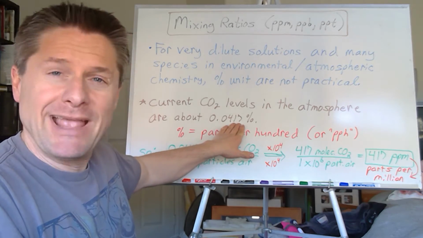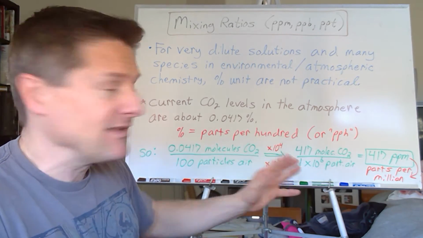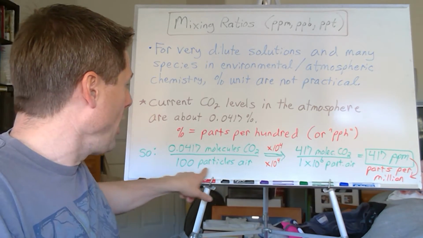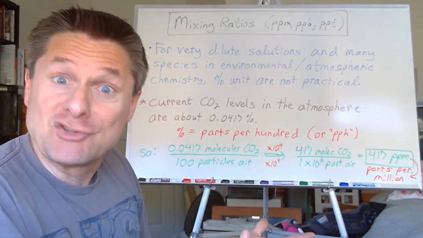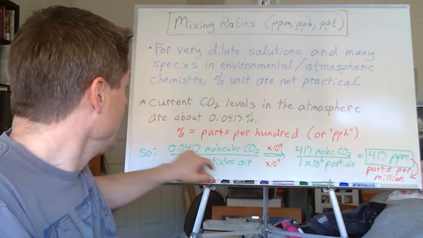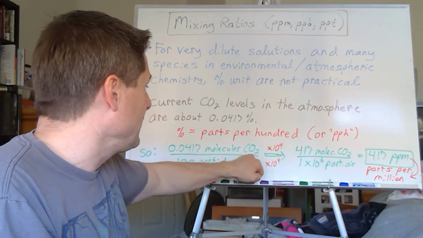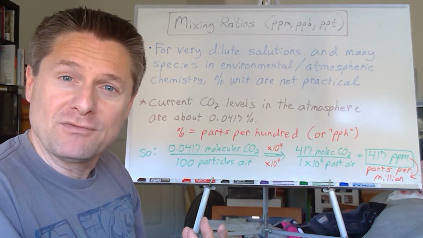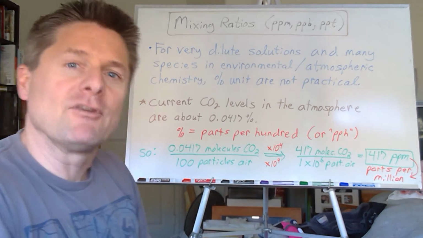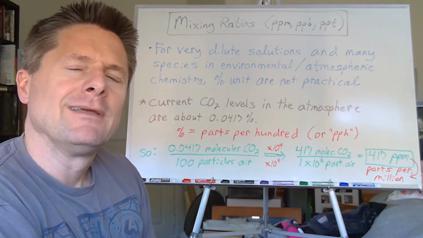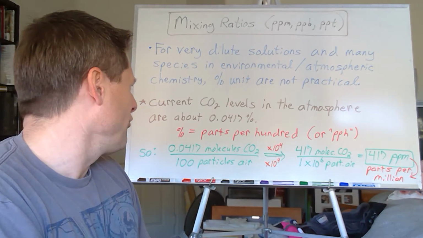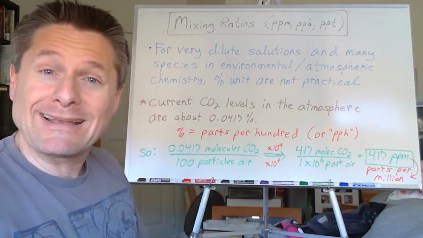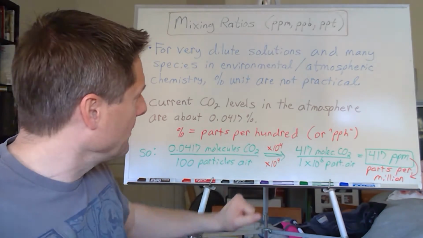But let's think of the percent as a part per hundred. So how would we set this up? Or pph. Nobody ever writes pph. This would mean if I had 100 particles of air, our solution is a gas phase solution, right? 0.0417 molecules of CO2 would be in that. If for every 100 particles of air I pulled out, 0.0417 would be CO2. That doesn't make sense, right? 0.0417 molecules of CO2, that's just weird, right? It's not practical.